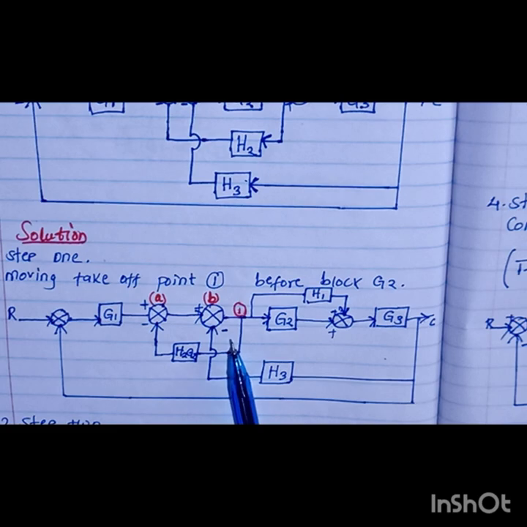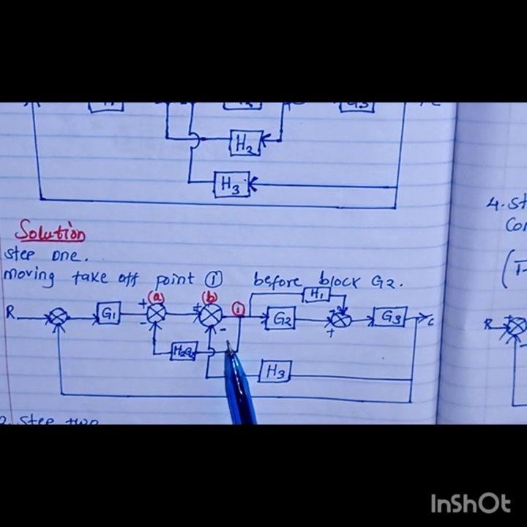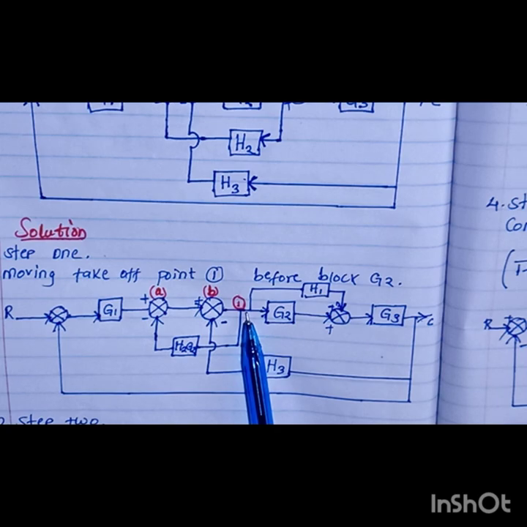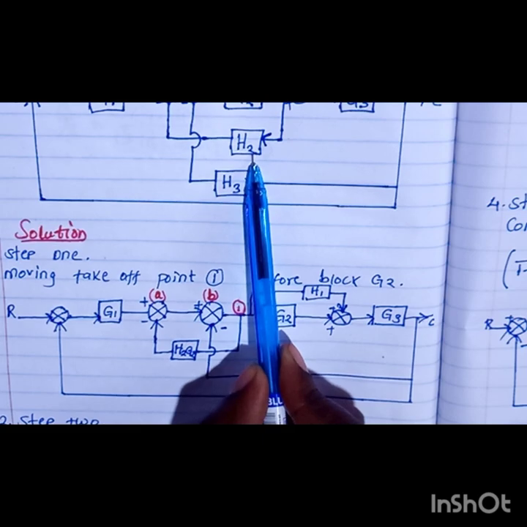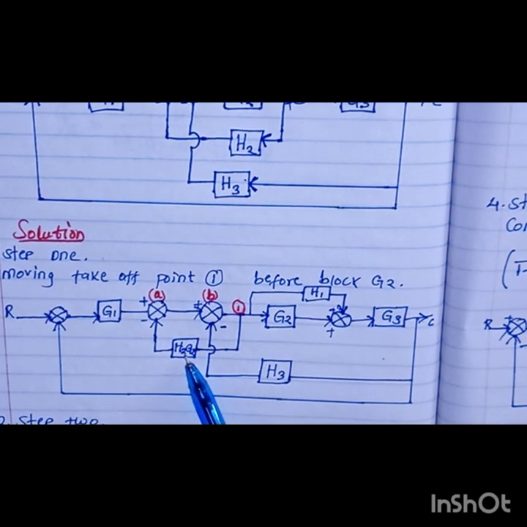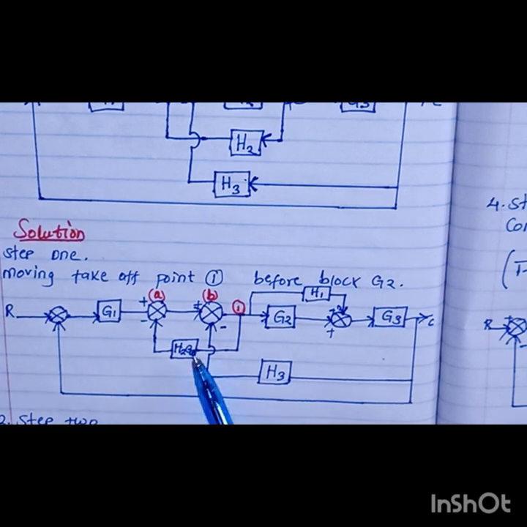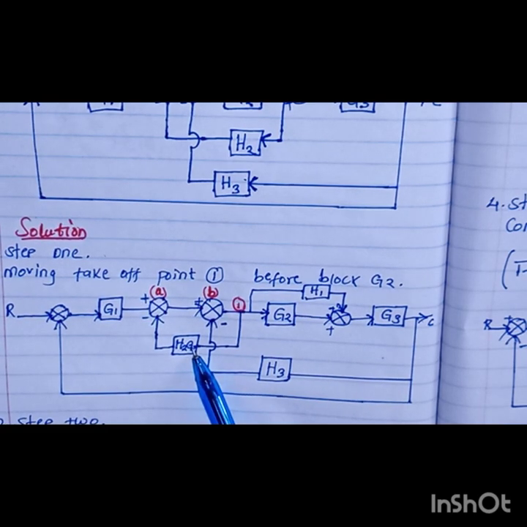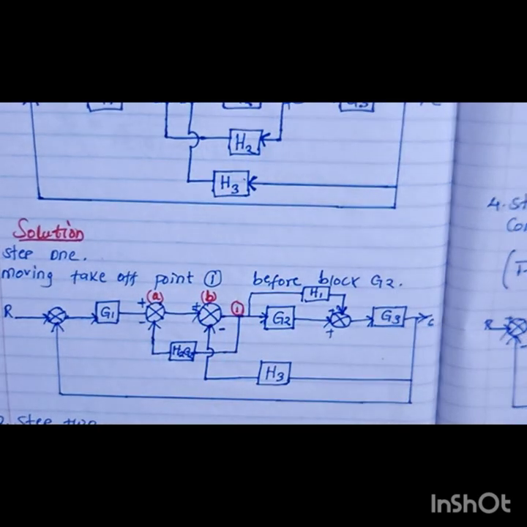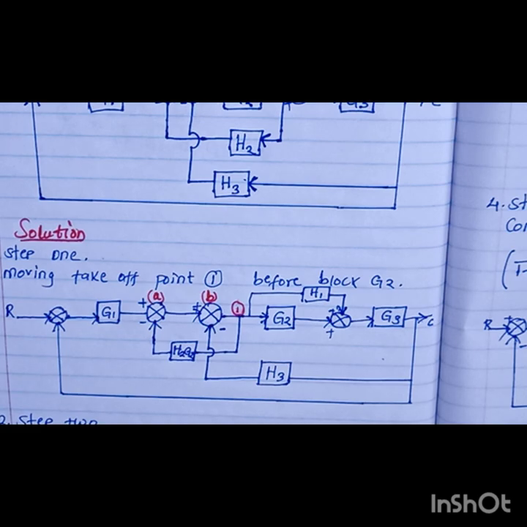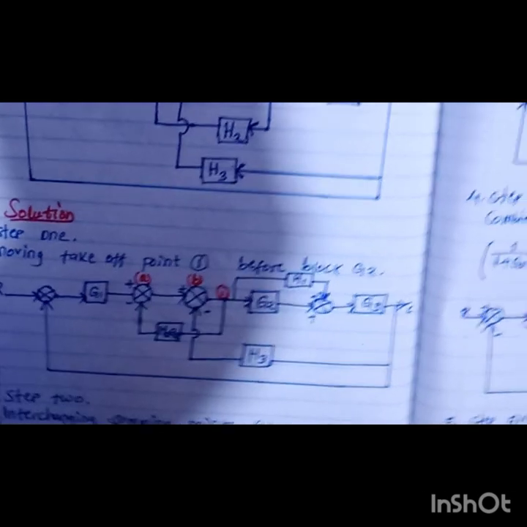Then from the rules that we looked at, if I take the point before this gain block, then what I'm having in this block will be affected. And of course, I'll now have H2 times G2, just multiplying what I had here, which was H2, by what is in the block that I've just taken the point before. So I'll have H2 G2 inside that block. That is my step number one. Then from there, let us look at step number two.